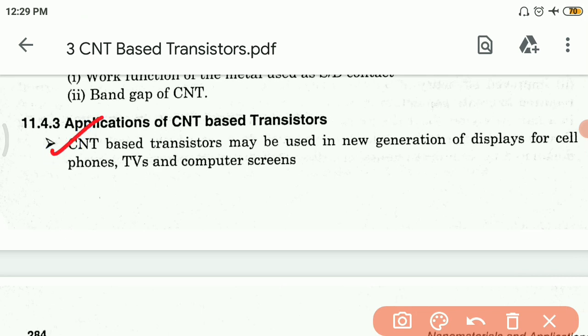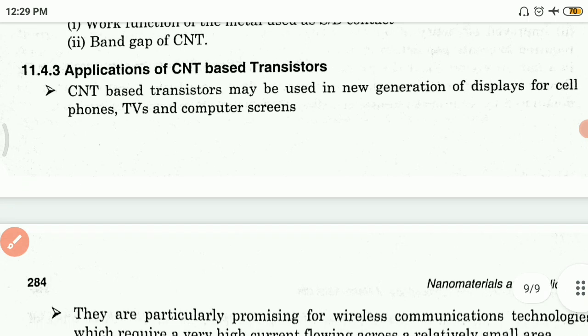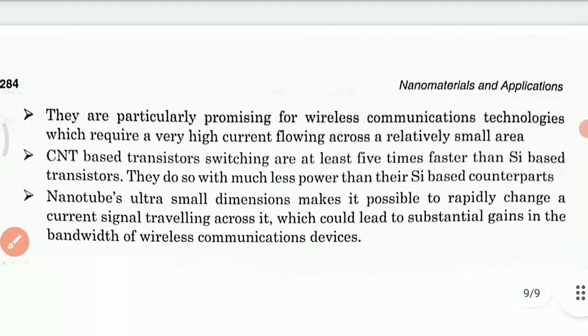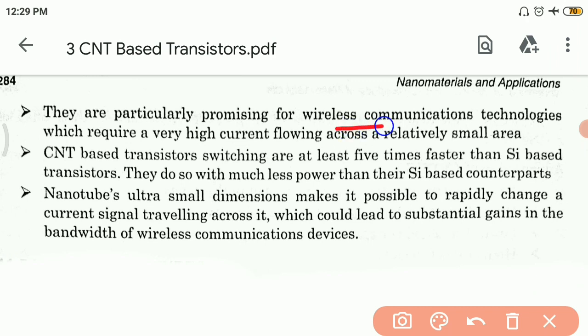So it may be used in new generation of displays for cell phones, TVs and computer screens. Thereafter, its next application is, they are particularly promising for wireless communication technology which requires a very high current flowing across a relatively smaller area. Then the CNT based transistor switching are at least 5 times faster than the silicon based transistor, so they do so with much less power than their silicon based counterparts. Okay, this is a very good application and plus point about the CNT FETs.